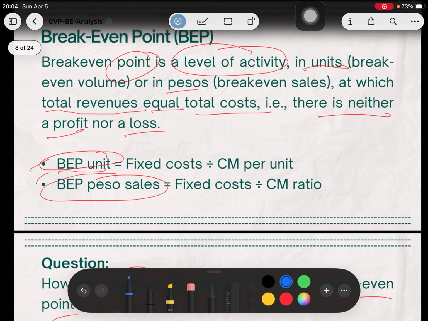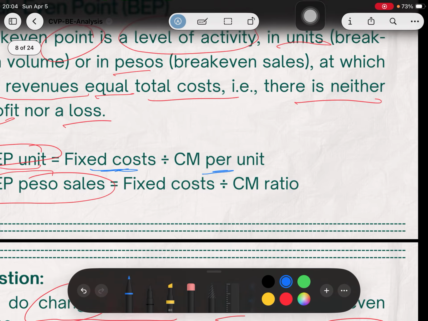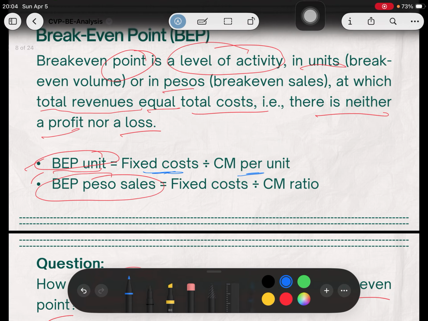Ayan. Okay? Break-even point in units. Ang ating formula ay fixed cost, yung ating numerator, tapos meron tayong denominator na contribution margin per unit. So, pwede mo yung i-state as ito, that would be fixed cost, ito yung total, divided by contribution margin per unit.